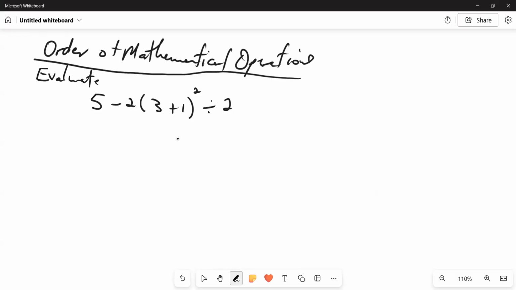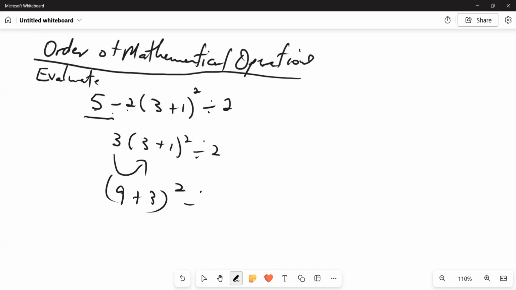One might be tempted to look at this and say, let's start from here. 5 minus 2 is 3. Okay, all right. Now we put this in here. What do we do next? Maybe we multiply the 3 into that, no? And get 9 plus 3 squared divided by 2. Is that what we do? Right? No. All of this is garbage.